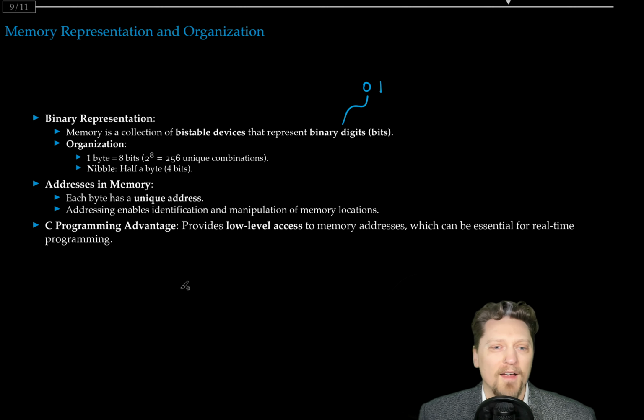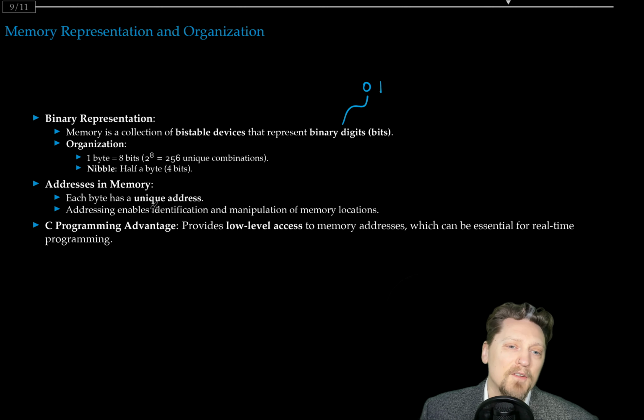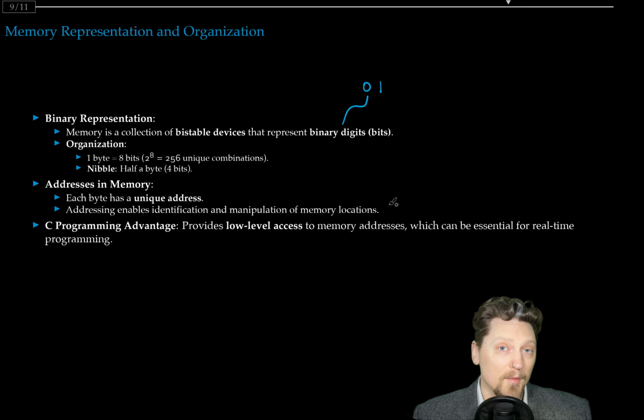Addresses in memory. Each byte has a unique address. Addressing enables identification and manipulation of memory locations. Okay, so if you need a piece of data from memory, you need to know where to get that piece of data, and that's what the address is. C programming advantage: it provides low-level access to memory addresses, which can be essential for real-time programming, as we'll see.